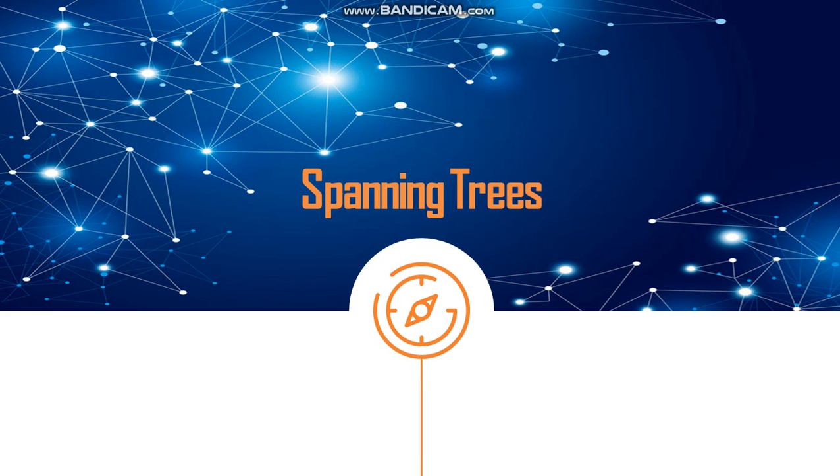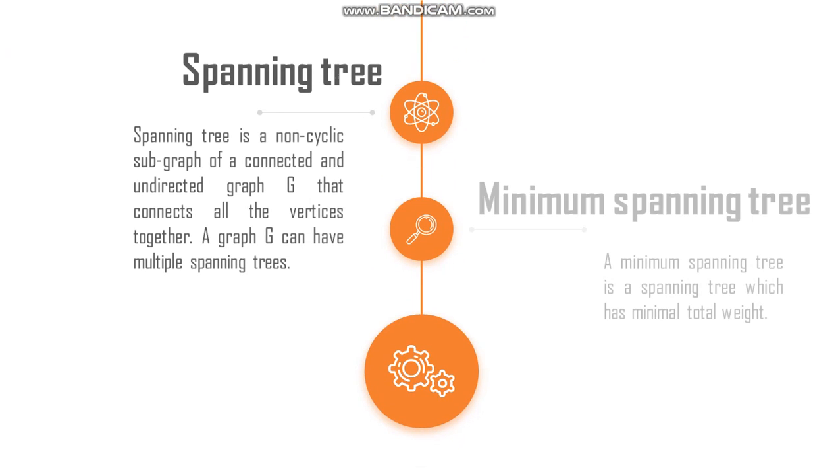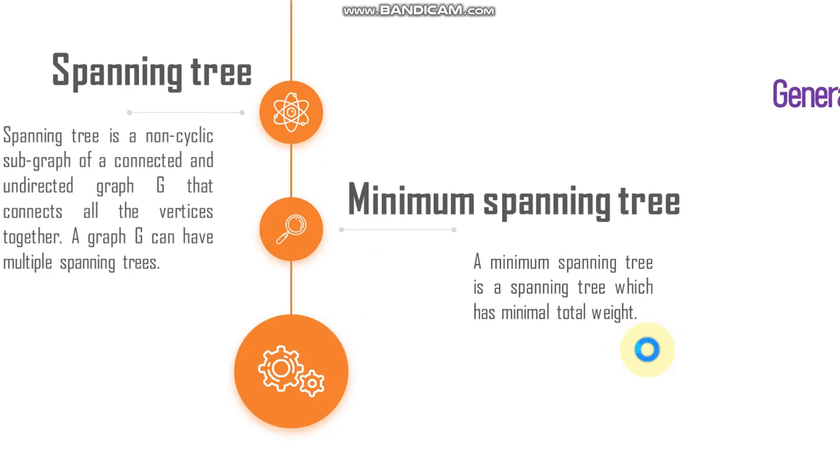Spanning trees. Before learning about minimum cost spanning tree, we need to understand what a spanning tree is and what a minimum spanning tree is. A graph G can have multiple spanning trees. That is, we can form multiple spanning trees for a single graph, and each is a non-cyclic subgraph. Then what is a minimum spanning tree? It is also a spanning tree which has minimal total weight.